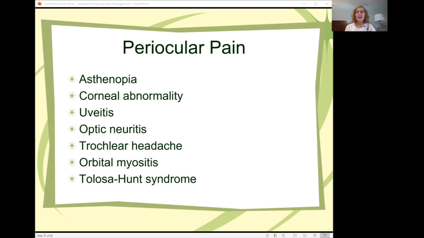Now, we've been talking a lot about serious causes of headaches, but we also need to consider ocular problems when a patient comes in describing pain in or around their eyes. It's important to look at refractive and binocular vision issues causing asthenopia. Ask about the amount of time they spend on the computer, and look for uncorrected refractive error, as well as convergence and accommodative issues.